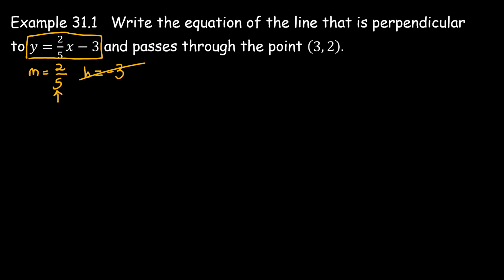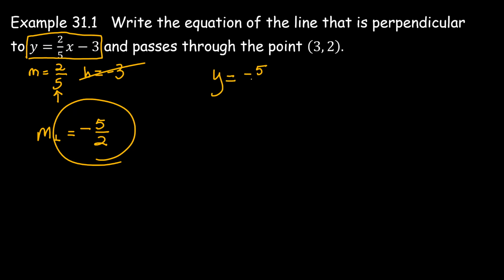So we look at this line and it has a slope of 2/5. Since the line we are writing the equation of is perpendicular to this line, it is going to have opposite reciprocal slope. So since this slope is 2/5, the slope of the perpendicular line is going to be the opposite reciprocal. So you take the negative, the opposite sign, and flip it. So our line that we're trying to write the equation of has this as a slope. So our line is going to look like y equals -5/2 x plus b.